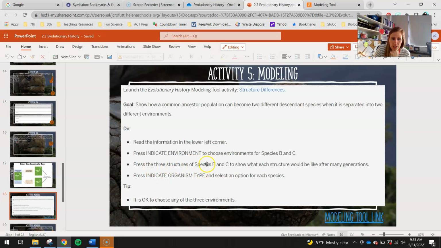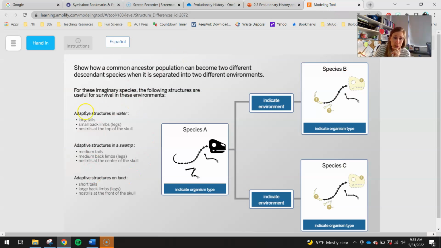Then press the 3 structures for species B and C to show what each structure would be like after many generations. Remember that if you choose an environment of water, you would want to see a longer tail. So if we're looking at our common ancestor here, how would the tail be different? You would press the structure, and then choose the longer tail if water is the environment you chose for species B.